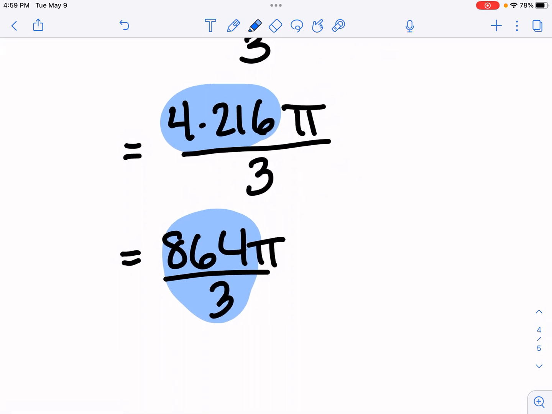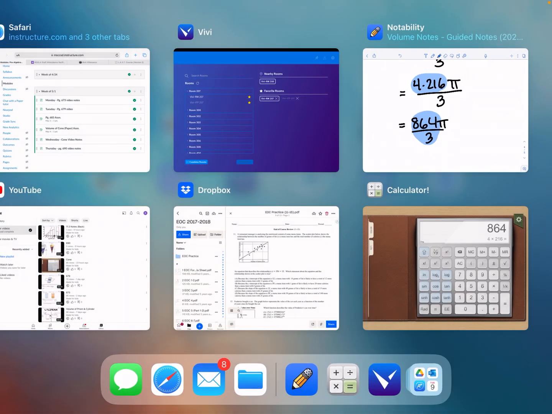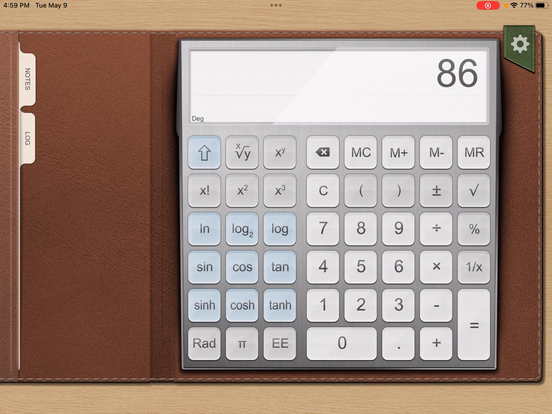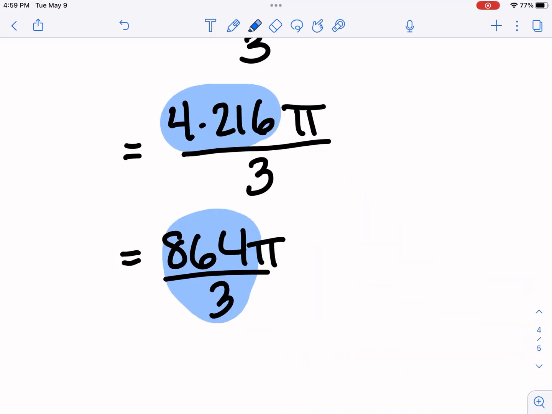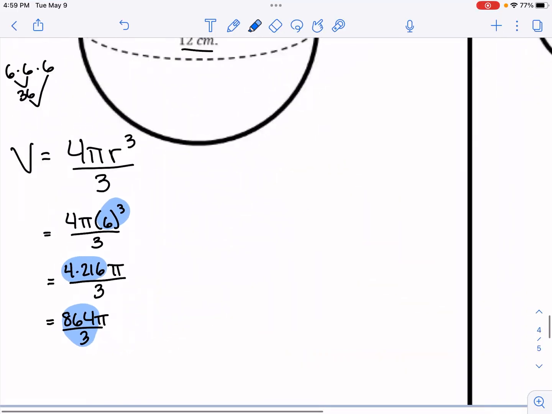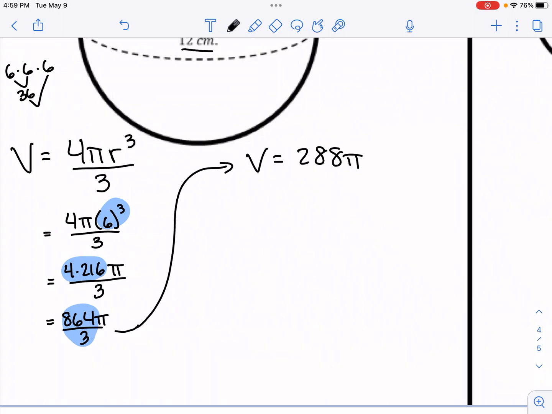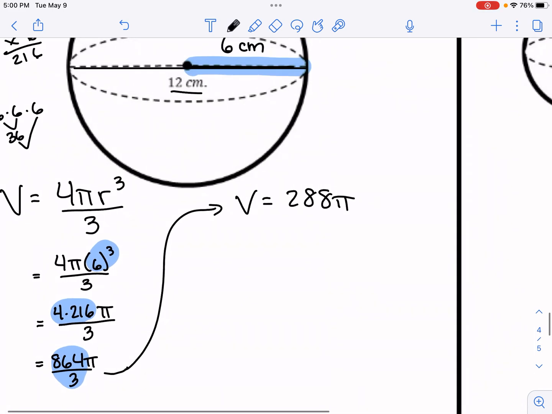Let's use our calculator again. So 864 divided by 3. Just have to remind myself. 288. All right, running out of room over here, so I'm going to bring this now over here. V equal to 288 pi, and this is one of our answers. This is in terms of pi. So this is centimeters, as I'm seeing right here.